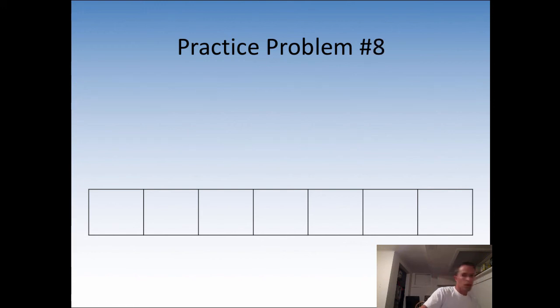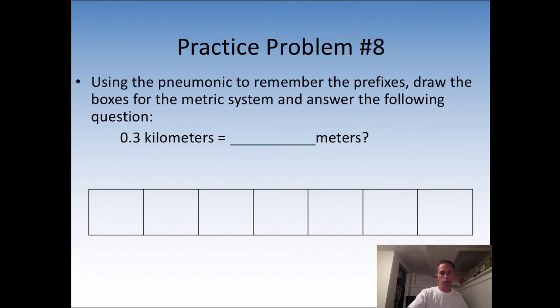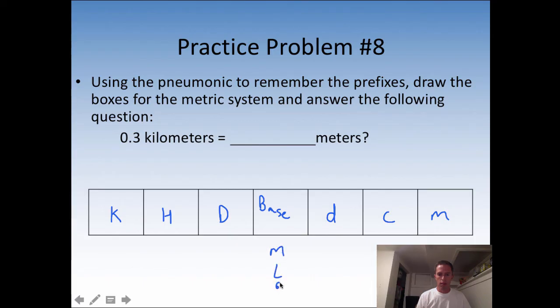Okay, a couple more practice problems and I think we'll have the hang of it. Okay, so again, let's do the prefixes for the metric system. Killer hippos die by drinking chunky milk. The base unit is the meter, liter, and gram, so always remember to put that in the base unit box. Okay, for this one, we're going to start with kilo, so kilometers. We're going to start in this box, and we're trying to get how many meters that would be.